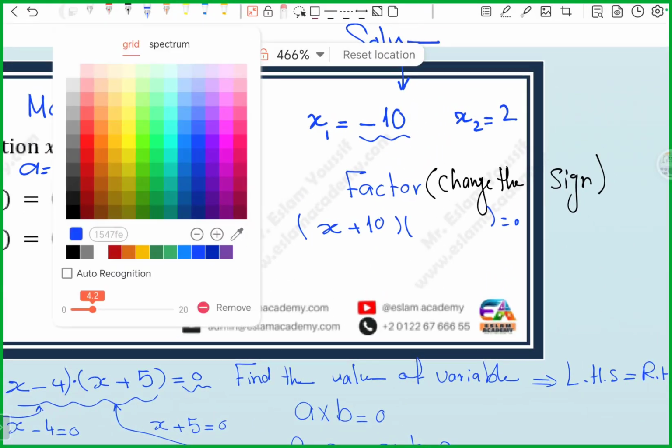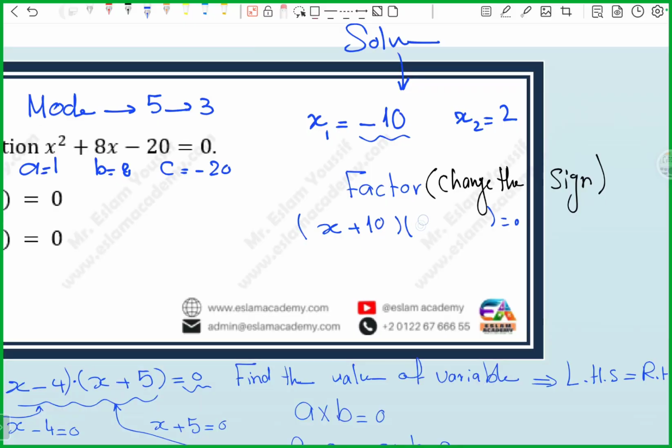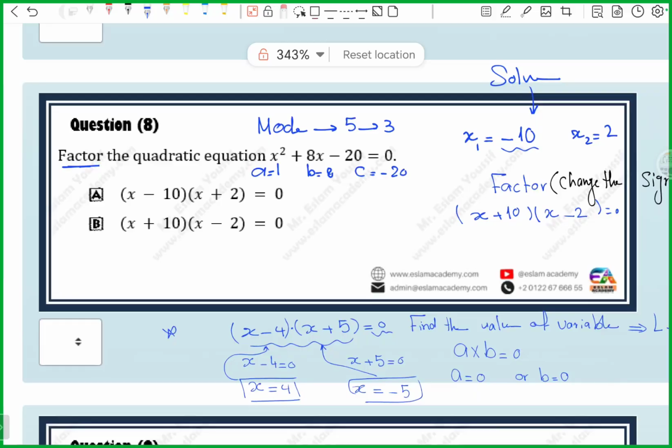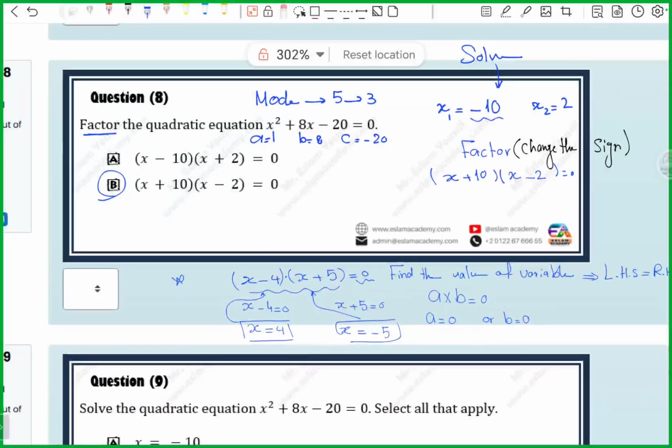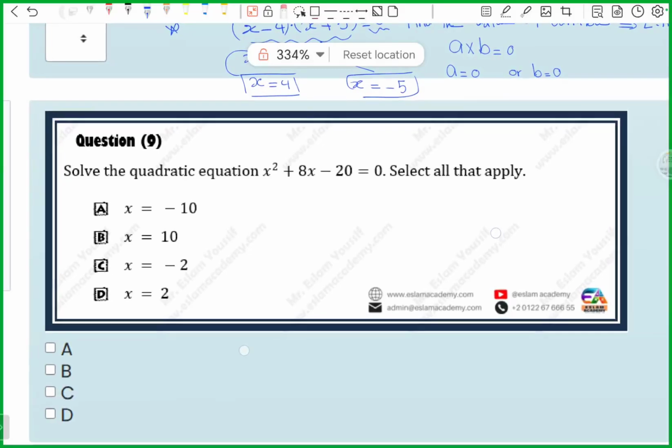So the second bracket now will be x minus 2. So the answer is B. This one is okay? Yes. Okay. The next.